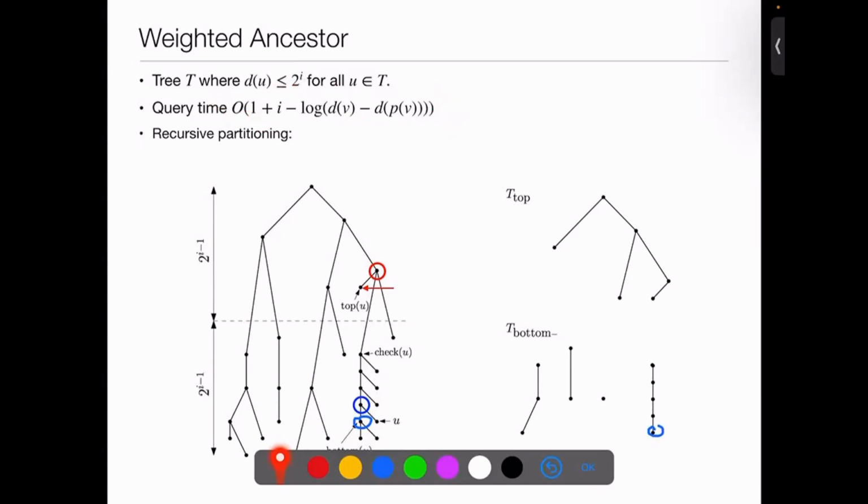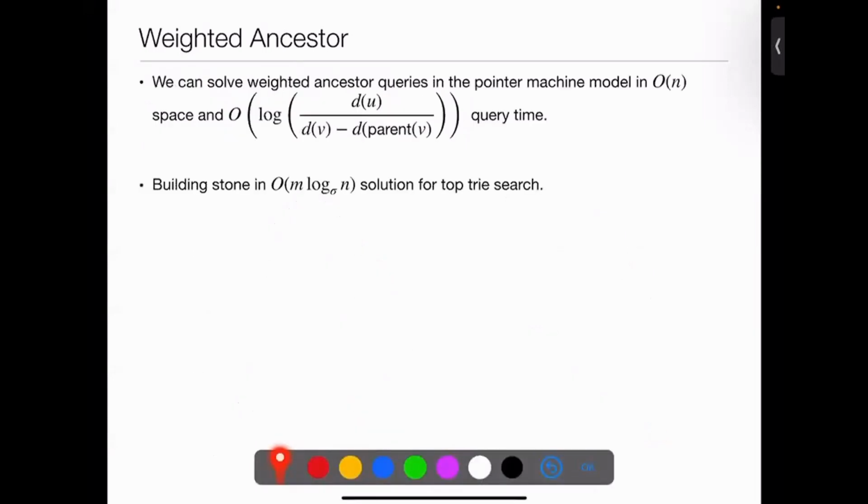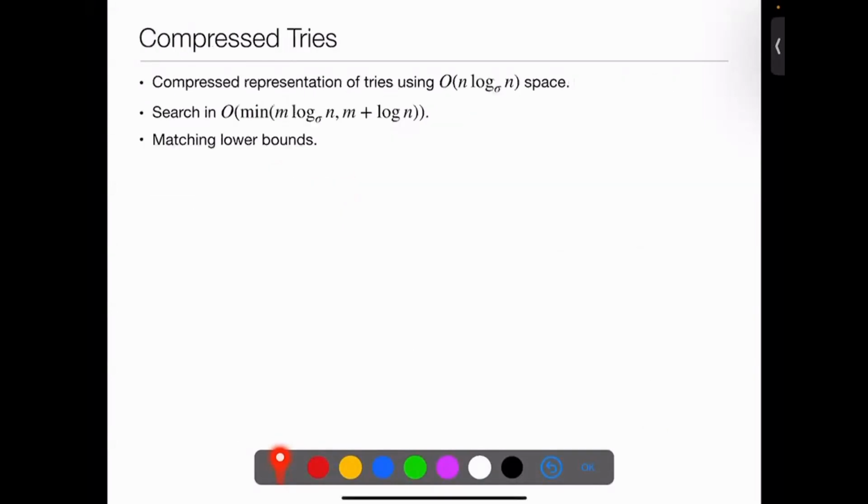So I think this is a quite complicated but very nice recursive structure to show that we can get fast weighted ancestor even in the pointer machine model, not constant though. So what we do is that we put all these things together, and then we can also navigate in the trie in m log sigma n time. And now I used my time, I can see.